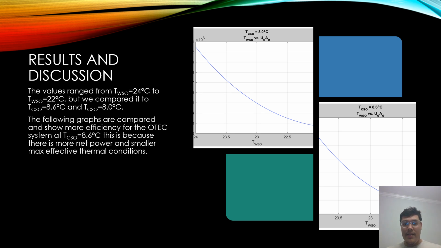Now we can visually see this data on the graph shown using MATLAB. Again, the values range from 22 to 24 degrees Celsius and compared that to the 8 to 8.6 degrees Celsius. You can see the graphs have a negative trend, and the graphs are compared to show more efficiency of the OTEC system at 8.6 degrees Celsius. This is because there is more net power and smaller max effective thermal conditions in this scenario.